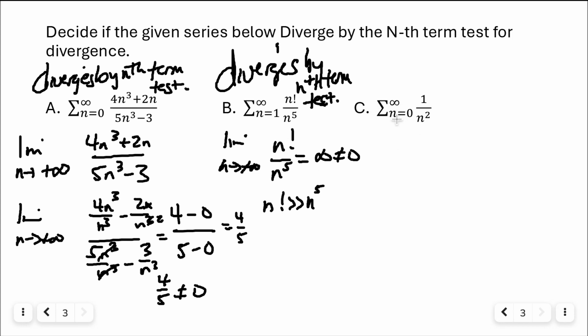Let's take a look at letter C now. Again, we're trying to use the nth term test on this. We're going to take the limit as n goes to infinity of 1 over n squared. 1 over something really big is really small. It goes to 0. So I get 0. The problem with this is, if I take the limit as n goes to infinity of this and I get 0, that doesn't mean the series converges.